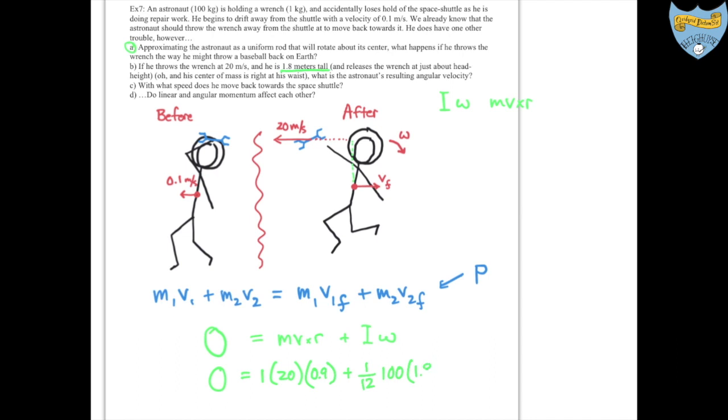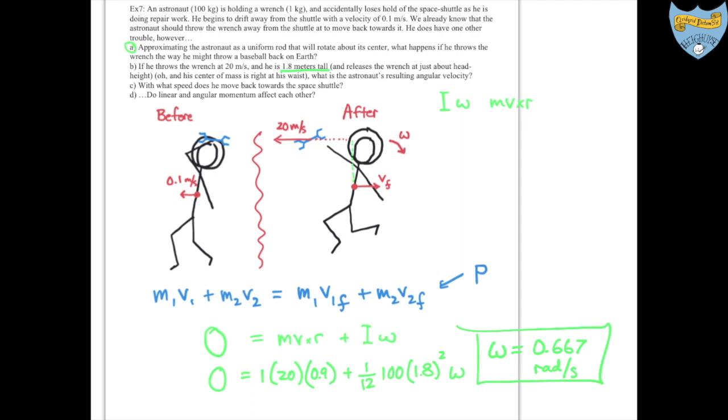And the length of the rod, that would be the astronaut, is 1.8 meters. Okay, and then here we have omega. Okay, so a little bit of algebra later, and assuming I didn't make any typos, I'm getting 0.667 radians per second. All right, that's how fast he's going to be spinning after throwing it.